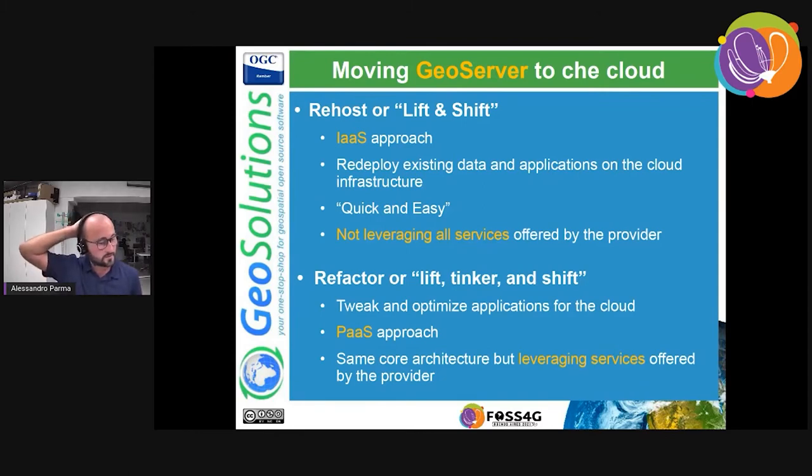The other approach would be refactor, or lift, tinker, and shift. In this scenario, you tweak a bit your architecture and adapt it to the cloud, to the environment where it's deployed on. This would be a PaaS approach, so platform as a service approach. You're still booking the resources from the provider, but then you're also using some of the services offered by the provider. An example would be a managed database. So you're not using the standard self-provision database, you're using one of the providers.